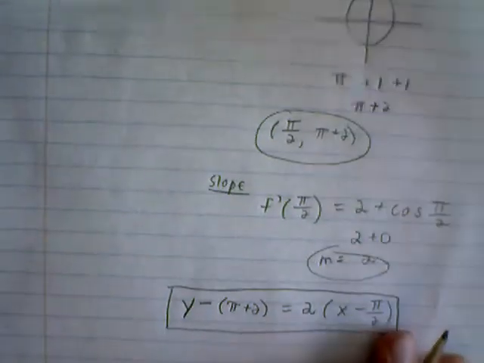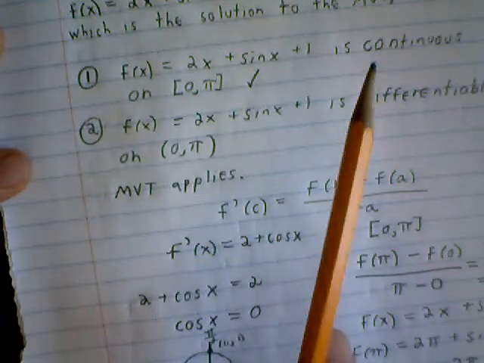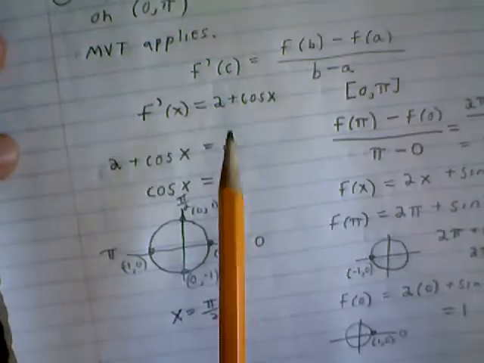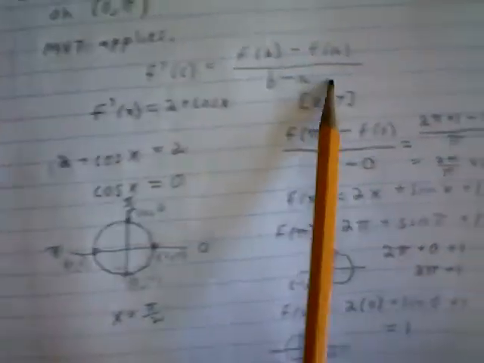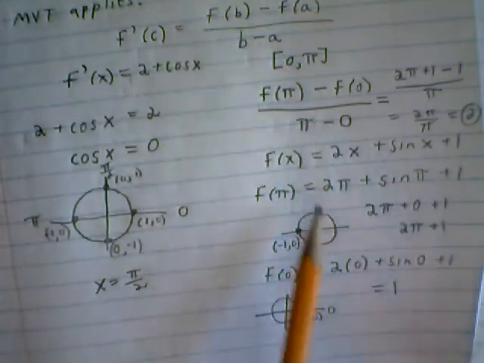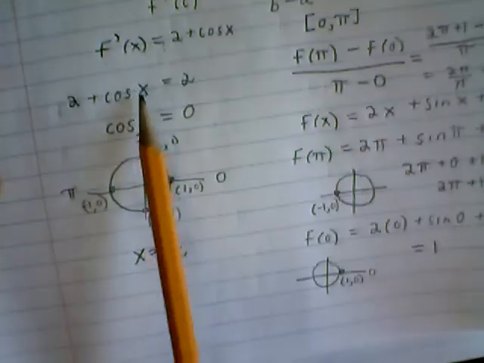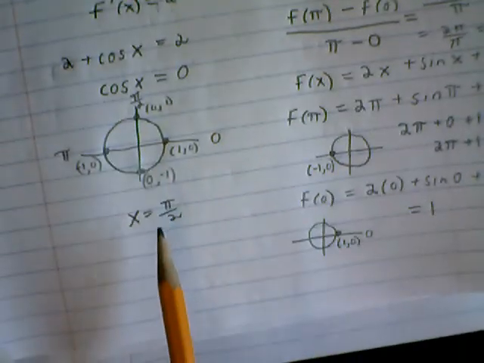All right, to summarize this problem, the first thing I did was show that the MVT applies by showing it's continuous and differentiable. You want to write out steps. From there, I had to find where the derivative, the slope of the tangent line, equals the slope of the secant line, and I went through and found the slope using f of b minus f of a over b minus a. From there, I set my derivative equal to the slope I found, and I solved.